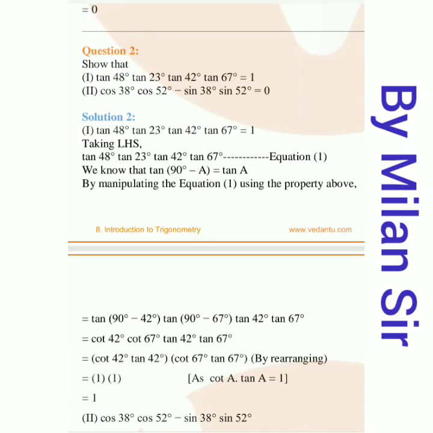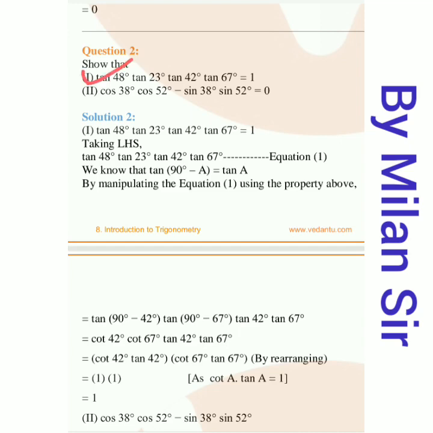Question number 2. Show that tan 48 into tan 23 into tan 42 into tan 67 is equal to 1. So first question, and right now I am starting with the left hand side.